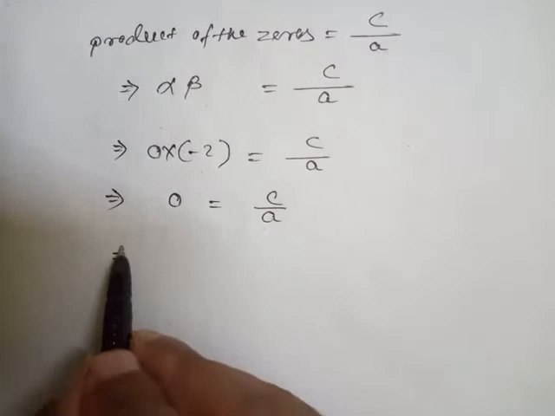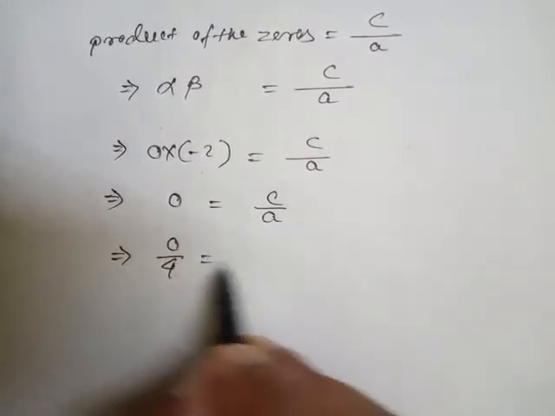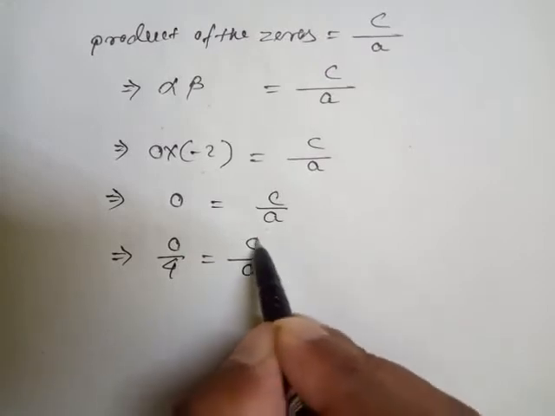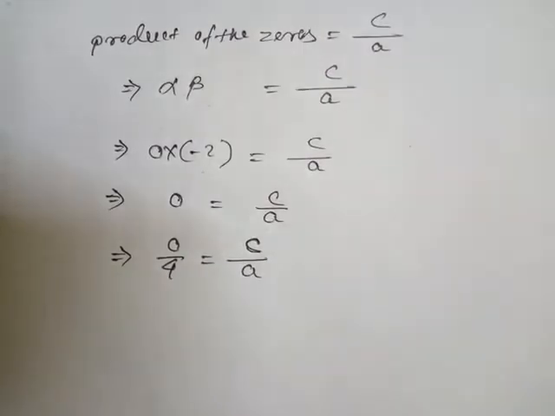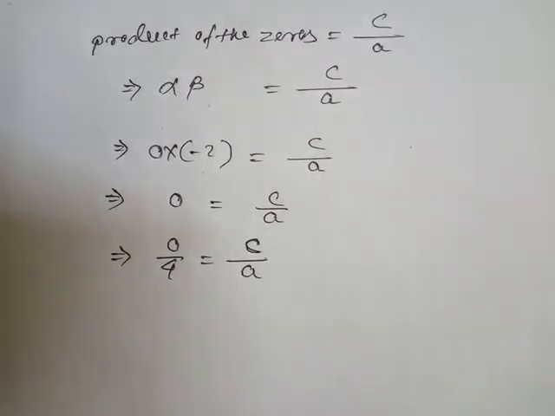Now next would be value of a is 4, we know that, so we can write 0 by 4 equal to c by a, which means if I write 0 by 4, this ultimately is 0 only, so a equal to 4 and c is equal to 0. So this is our actual answer, I guess. Now let's have a look once.